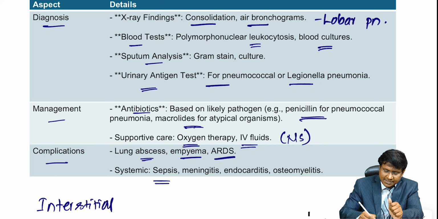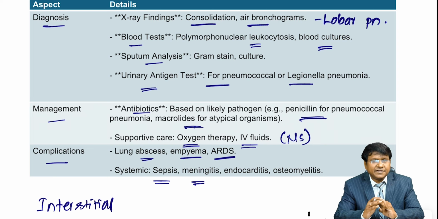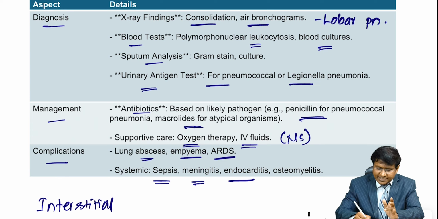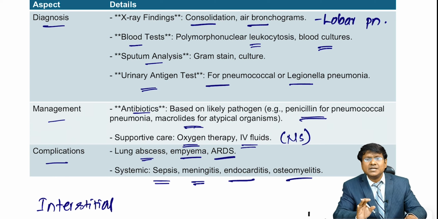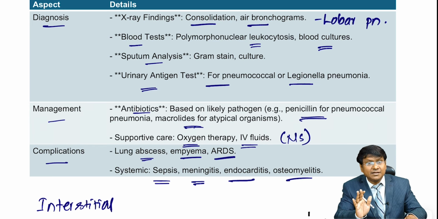Next is sepsis. And the infection can also spread to the different parts of the body. The infection can spread to the brain, resulting in meningitis. The infection can spread to the heart, resulting in endocarditis. And the infection can also spread to the bone, resulting in osteomyelitis. So these will be the complications which are associated with pneumonia.